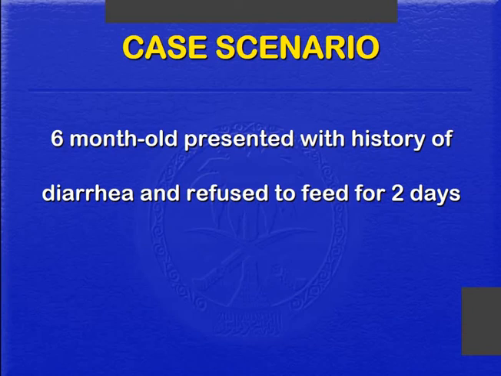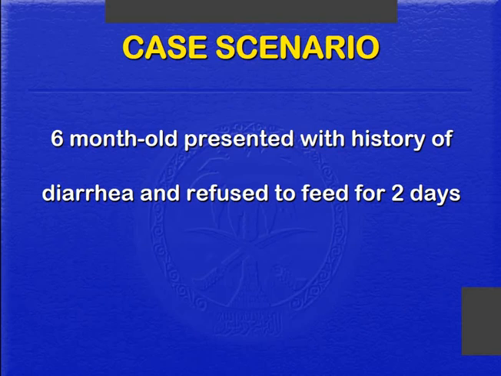This is a 6-month-old presented with a history of diarrhea and refusal to feed for 2 days. So what do you think is going on with this child? This child would have dehydration because of the diarrhea. Okay. So what do you think about his intravascular volume? It will be decreased because all the fluid will be shifted to his GI.